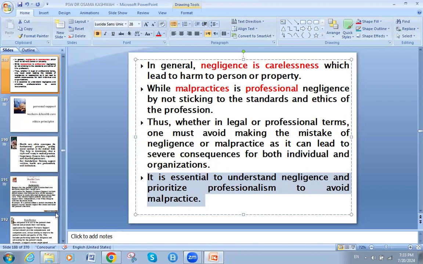Malpractice is professional, and we say that negligence is not professional. It is a kind of carelessness.